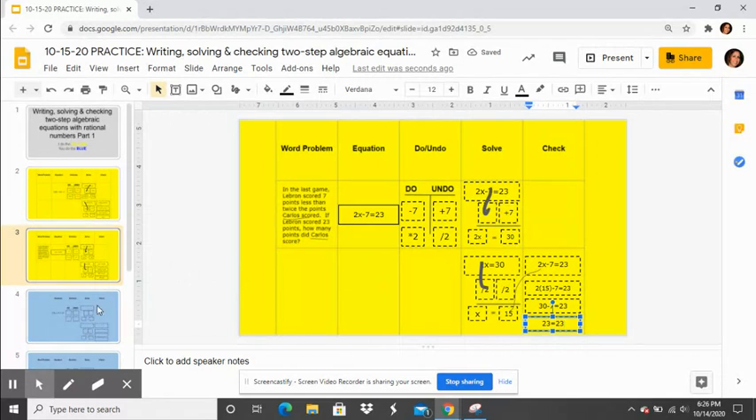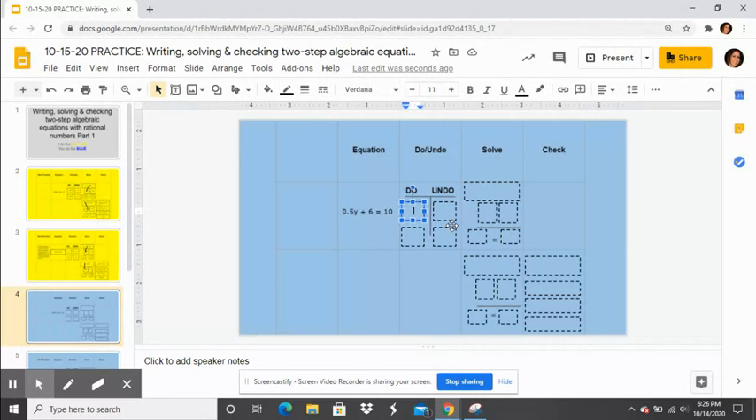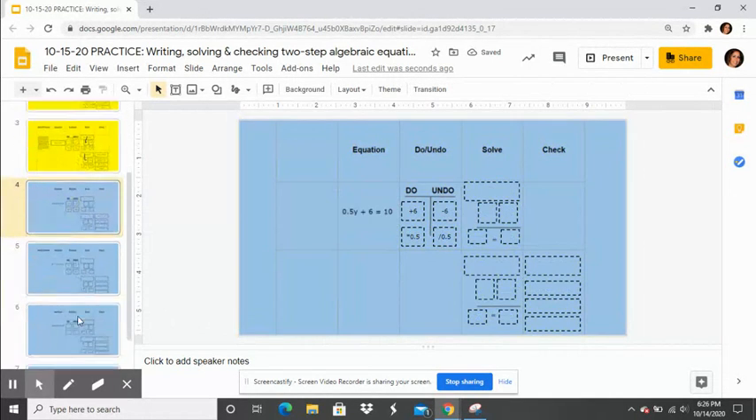So there's your 2 examples. Now again, I go over here. So let's see, my first do is the adding of 6, because that's the number by itself. To undo that, you would subtract 6. Second do and undo is the number with the variable, which is the 0.5, which is getting multiplied with the variable. So to undo that, you divide by 0.5. Okay, and then you finish up the rest.